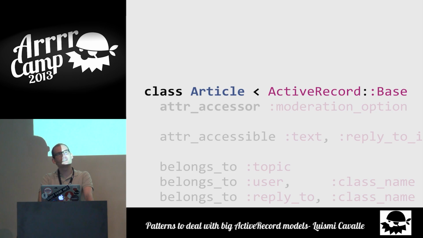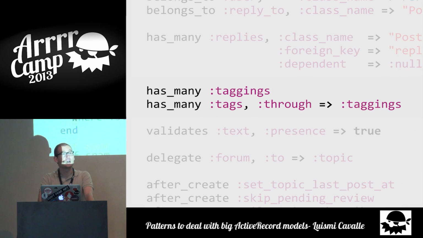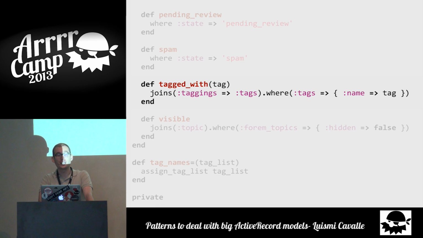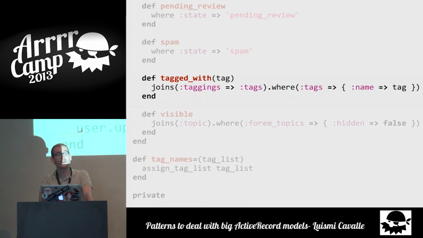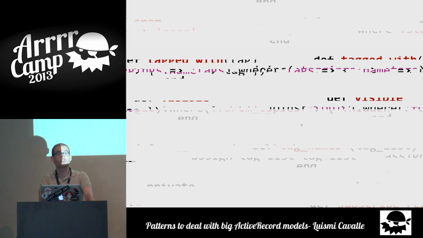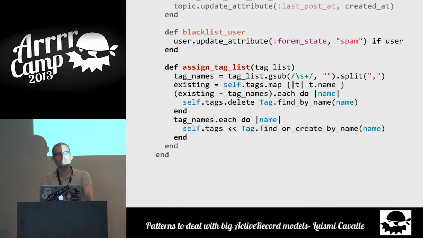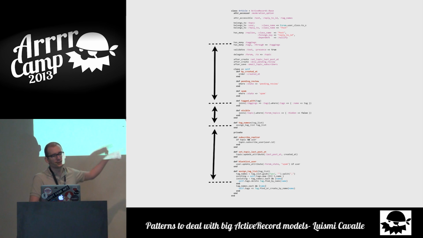Fair enough. Let's take this big Article model. In this application, articles can be tagged. To implement that functionality, we've got a couple of has-many associations, a scope, a virtual attribute to get and set a string of tag names separated by comma, and finally, a private method to convert between the string and the tag names. One of the problems of this big model is the vertical distance that exists between code that is related.